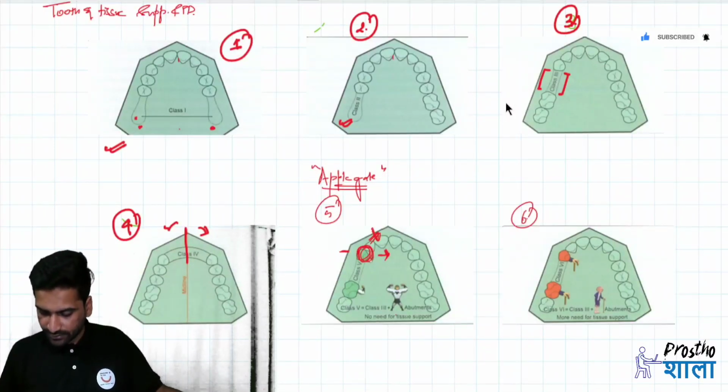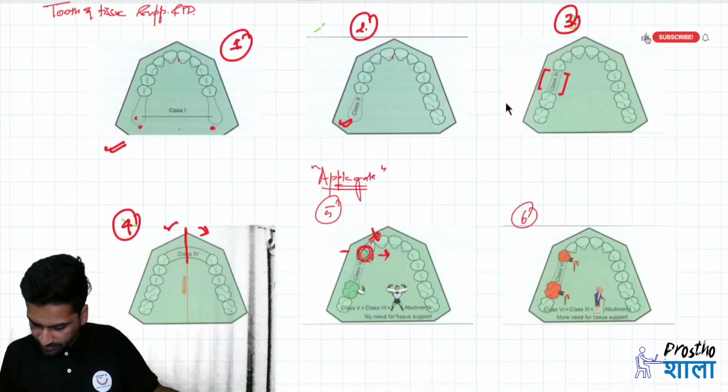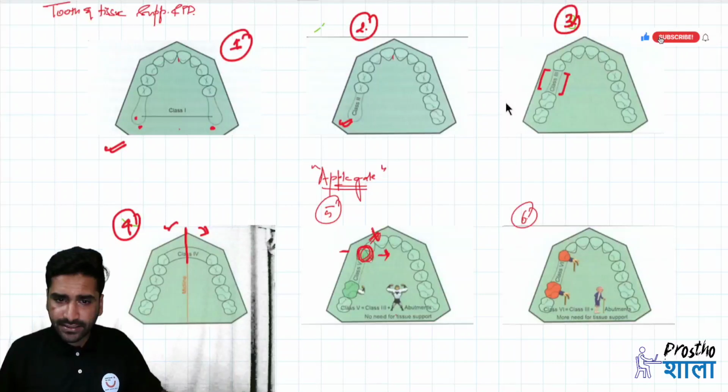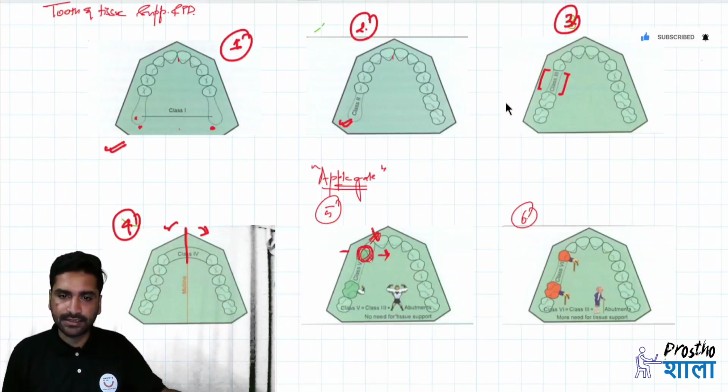Class 6 is what? An edentulous area in which again it is like a class 3 situation. Okay, but here the teeth are totally able to give the support to the RPD, that is class 6.